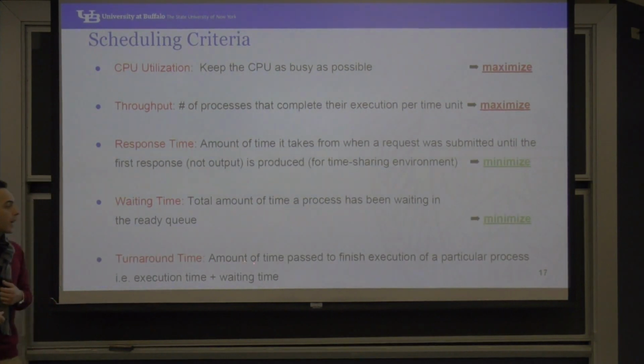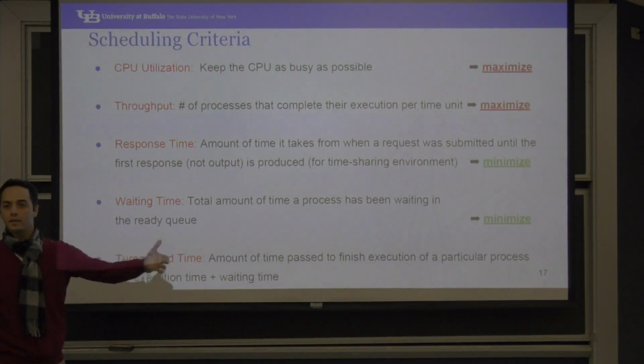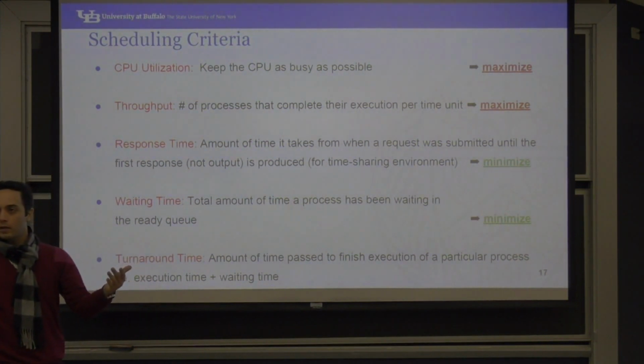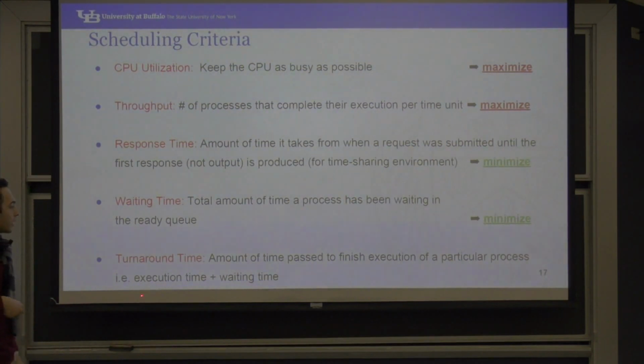How about turnaround time? It's the amount of time to finish execution of a particular process. It's basically from your arrival time when the process is created until it is done. The scheduler wants to minimize this too, right? You don't want the whole process to take forever, right? So the turnaround time is the execution time or burst time plus waiting time.